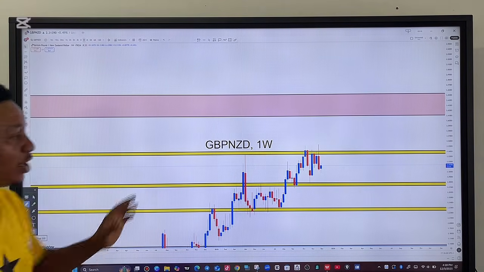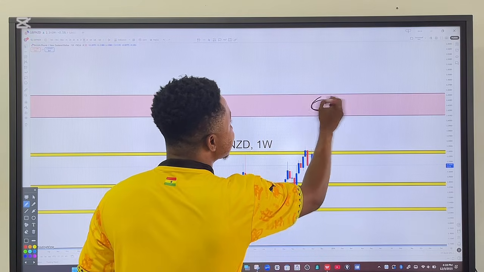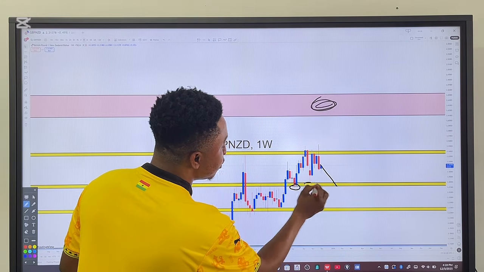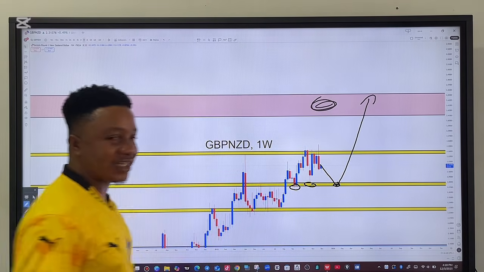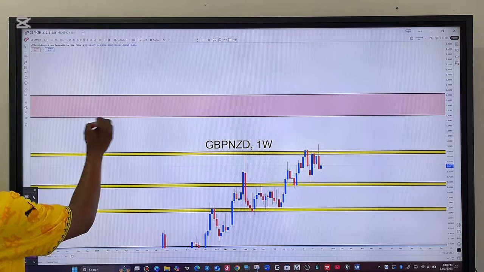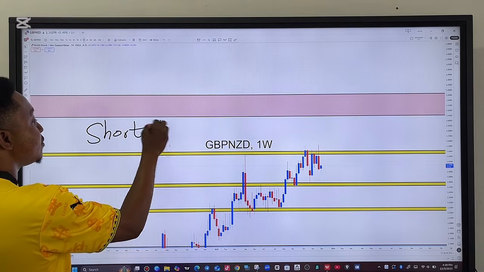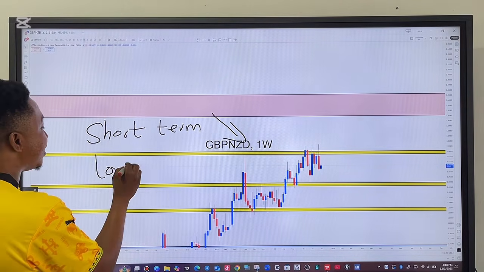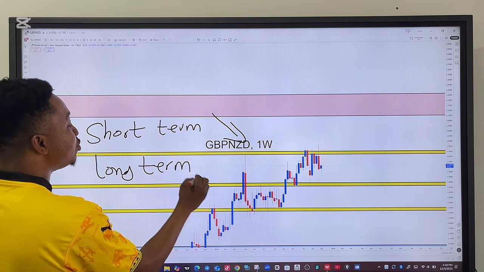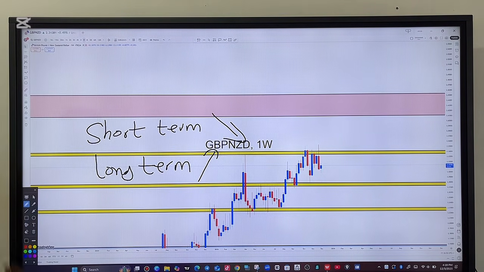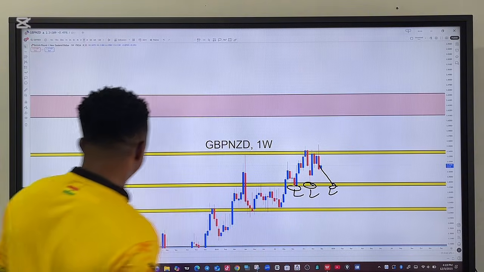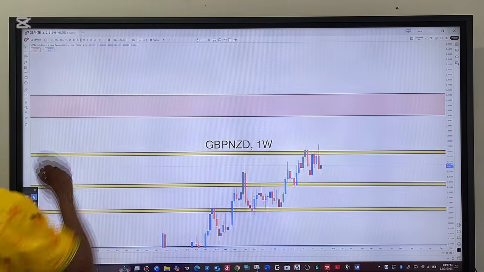So GBP NZD, although we are looking for a buy to this resistance level, first of all, according to weekly, we are going to look for sells to this support before we look for buys to the resistance level. So GBP NZD short-term direction is going to be to the downside, and the long-term direction is going to be where? To the upside. Simple as that. So first of all, let's capitalize on the short-term direction by looking for entries to this weekly support level as equal lows. Alright, let's go to daily and continue.